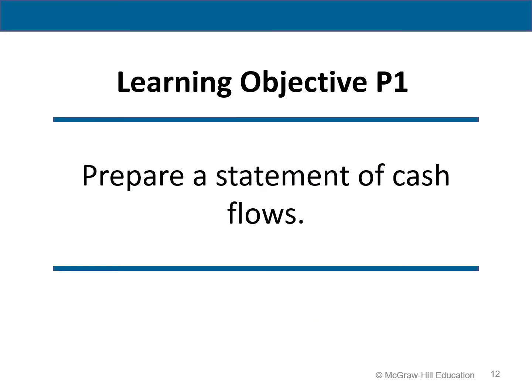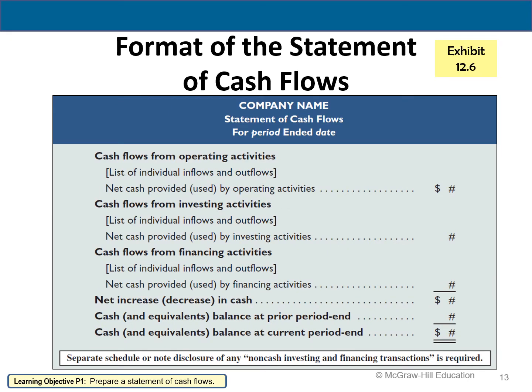All right, so let's talk about preparation of the statement of cash flows. The format of the statement of cash flows, this is the direct method. In the first section, you have your cash flow from operating activities. You would list the individual outflows and inflows, sum them up. It's either net cash provided by if it's positive or net cash used by if it's negative, operating activities. And then the same would be true for your investing section and your financing section. You add up all your subtotals.